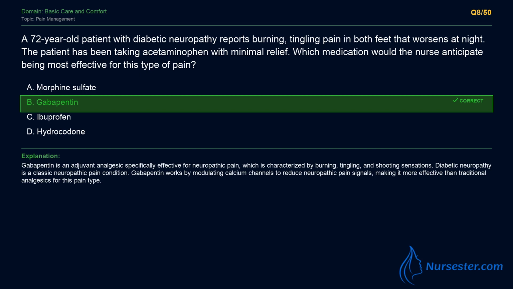The correct answer is B. Gabapentin is an adjuvant analgesic specifically effective for neuropathic pain, which is characterized by burning, tingling, and shooting sensations. Diabetic neuropathy is a classic neuropathic pain condition. Gabapentin works by modulating calcium channels to reduce neuropathic pain signals, making it more effective than traditional analgesics for this pain type.